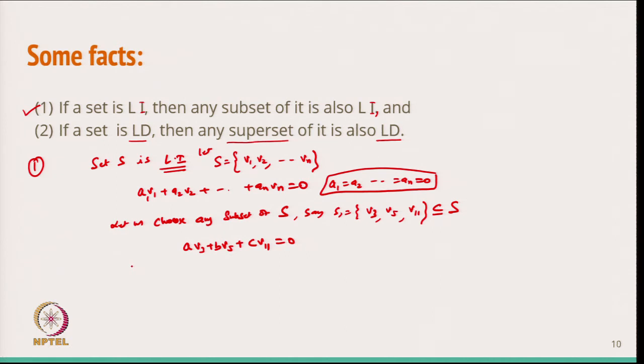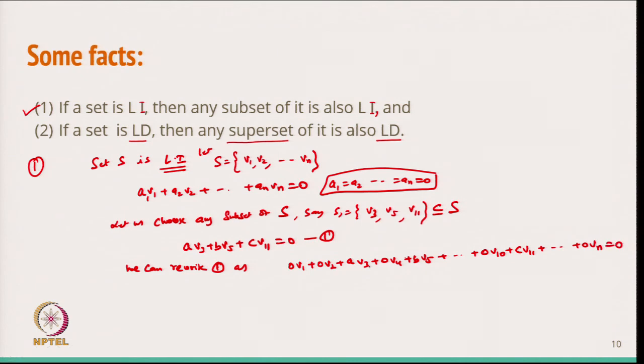So, this one we can rewrite as 0 V1 plus 0 V2 plus A V3 plus 0 V4 plus B V5, similarly 0 V10 plus C V11, 0 Vn, that is equal to 0. I am just adding 0, 0, 0 from here.